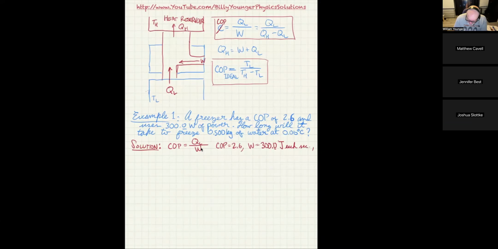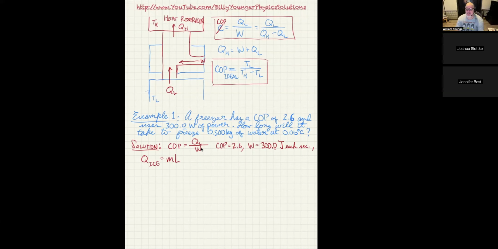Now that we have that, we can go in search of QH, which would be how much heat would be dumped out. But more specifically, we can find out exactly how much heat QL is removed, and that's what we need to figure out to realize how long it's going to take to freeze the ice. So, first off, the Q that must be extracted from the ice has to be equal to M times L, because we're not changing the temperature of the ice. We're just trying to take the water that's at 0 degrees Celsius and make it into ice at 0 degrees Celsius. And the formula for that is M times the latent heat of fusion.